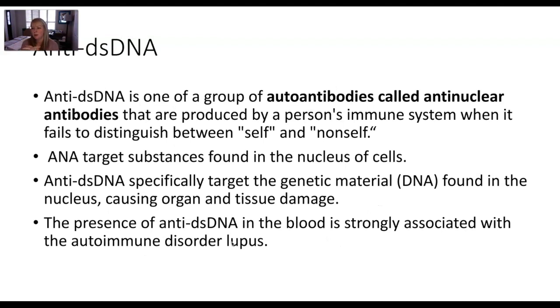What is an anti-dsDNA? It's antibodies called antinuclear antibodies, and they're produced when your body is unable to distinguish between itself and non-self, a foreign body, and your body starts basically targeting your own body. So the anti-dsDNA specifically targets the DNA found within the nucleus, causing organ and tissue damage. So if you draw that, and there's a presence of it, it's associated with lupus, an autoimmune disorder.